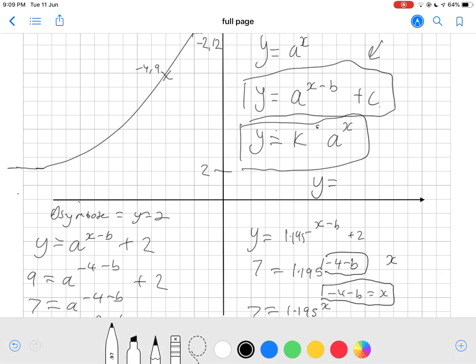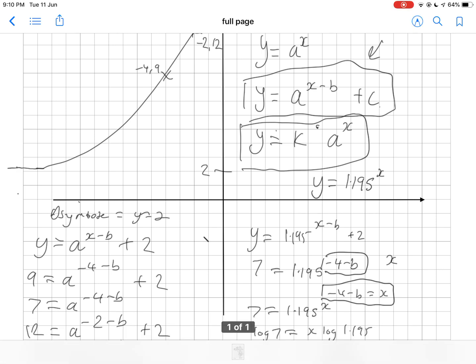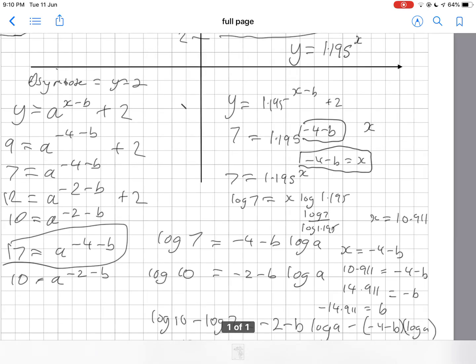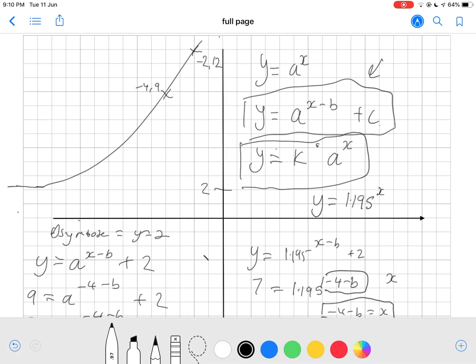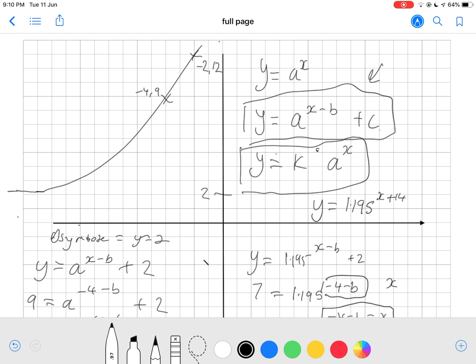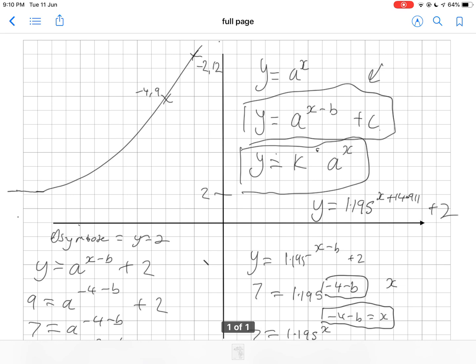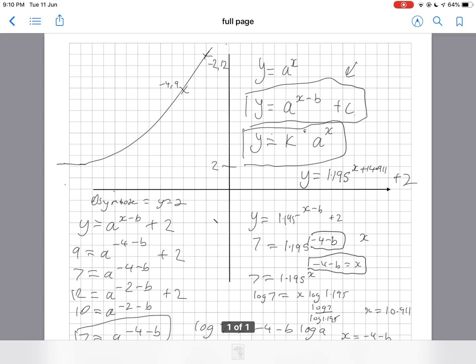Substitute that back into our equation. Okay, that equals y equals 1.195 to the power of x minus b, right? So minus, and then b is negative. So double negative makes a positive. Don't forget that. Double negative makes a positive. So it becomes plus 14.911. And then whole thing plus 2. And that's your equation for your exponential graph, okay. And that's by using the y equals a to the power of x minus b plus c equation, okay.